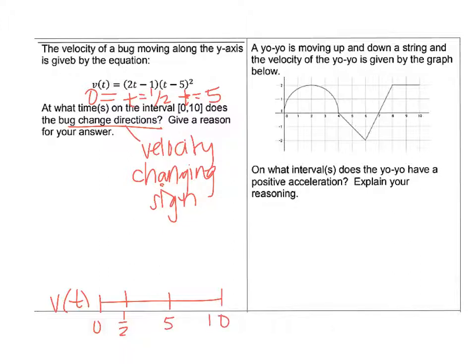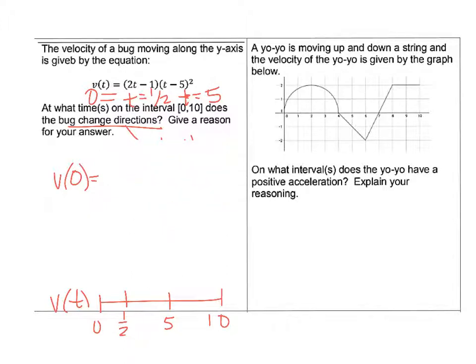So now let's see, if I plug in v of 0, what is my sign going to be? Is it going to be positive or negative? That's going to be a -1 times 0 minus 5, which is -5 squared, positive 25. So this is going to be a negative number. Again, I don't care what number it is, I just care what sign it is.